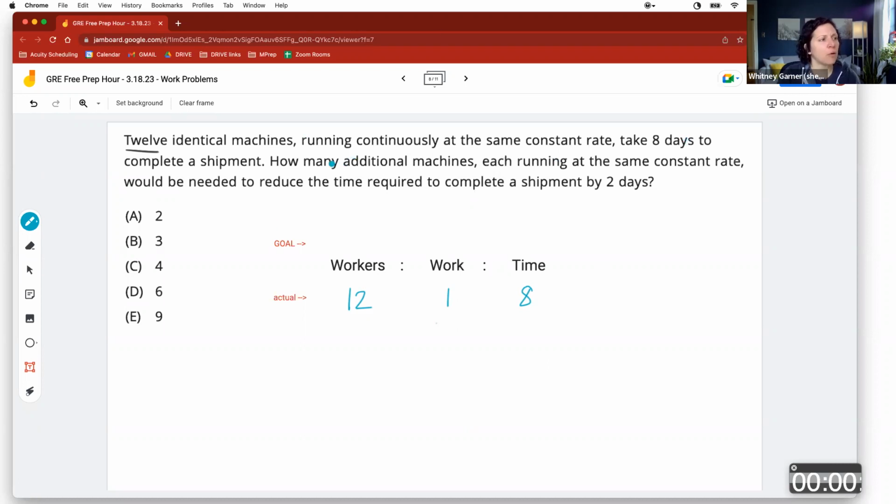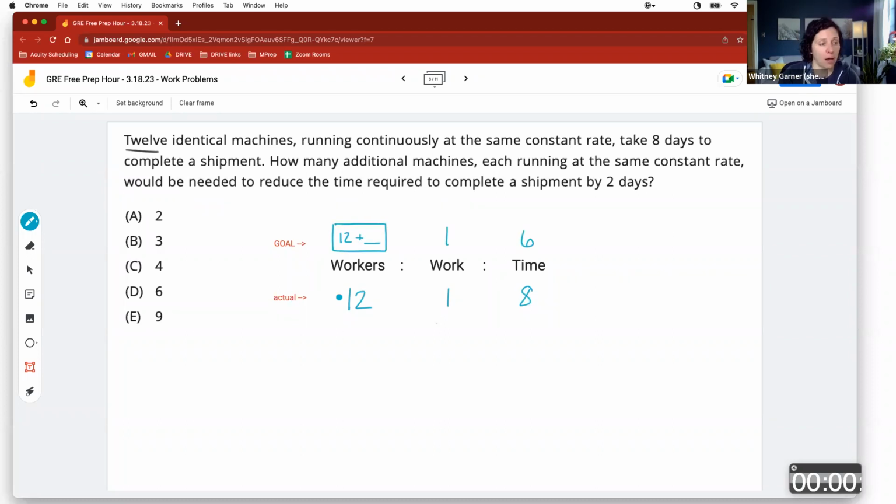Now the question is, how many additional machines, right? So this is 12 plus some number. How many additional machines, each running at the same constant rate, would be needed to reduce the time required by 2 days? So same shipment, 6 days. I reduce my time by 2 days.